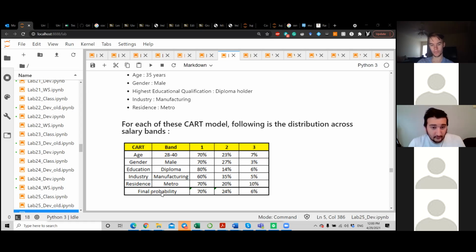In the last row, when we are going to calculate the final probability, if we follow the mean method, we basically calculate the mean value in each row and come up with the probability that this person with these characteristics belongs to salary band 1, 70%, 24% that he belongs to salary band 2, and 6% that he belongs to salary band 3. How would you deal with this if you were to use the vote method?